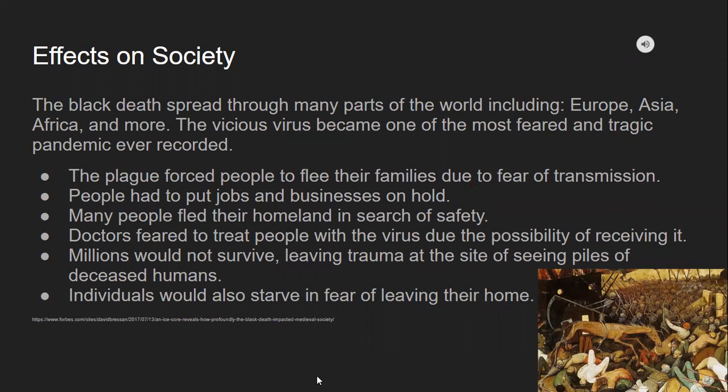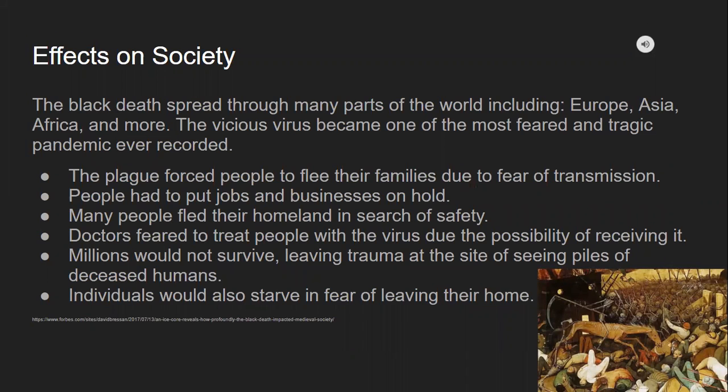So what effects does the virus have on society? Well, the Black Death spread through many parts of the world, including Europe, Asia, Africa, and even more. The vicious virus became one of the most feared and tragic pandemics ever recorded.